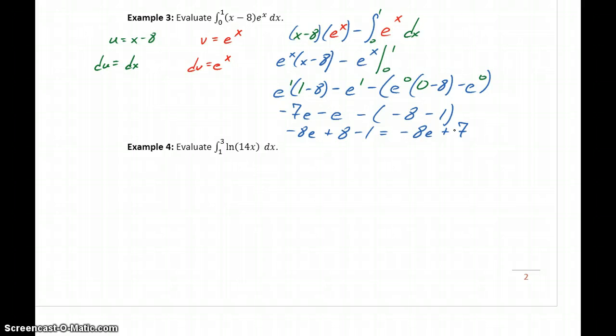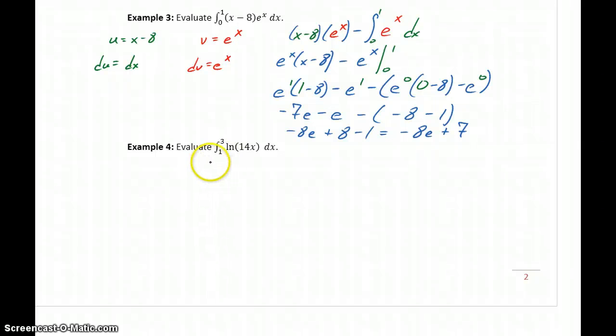So integration by parts works just the same, but when we get down to that final expression, we evaluate it at both 1 and 0 and subtract those two results. So we could leave this as negative 8e plus 7, or if we were asked for an approximate decimal answer, type that into a calculator and come up with that approximate value.